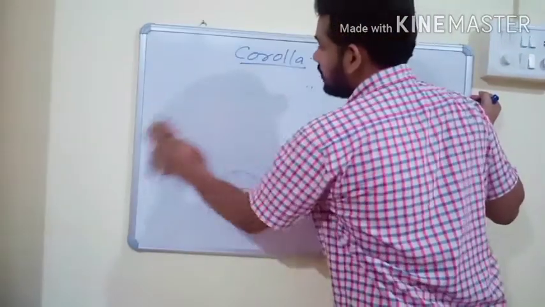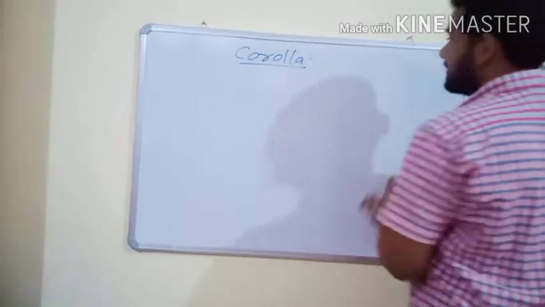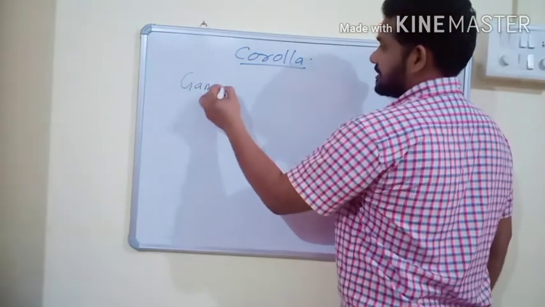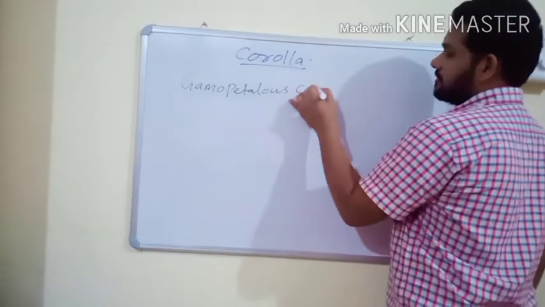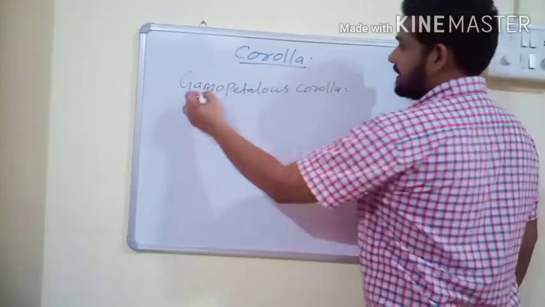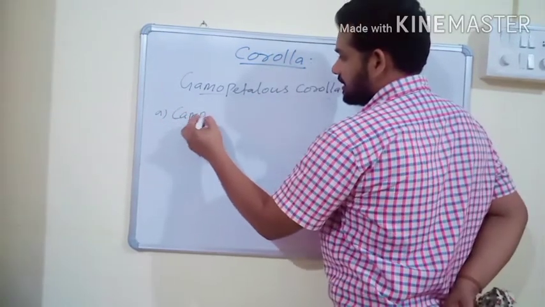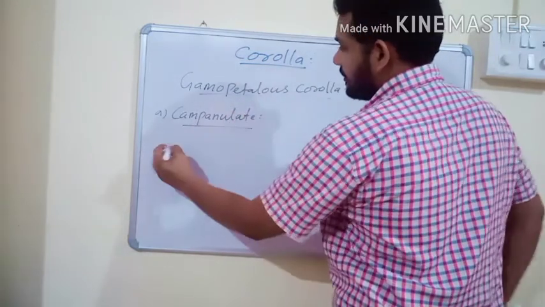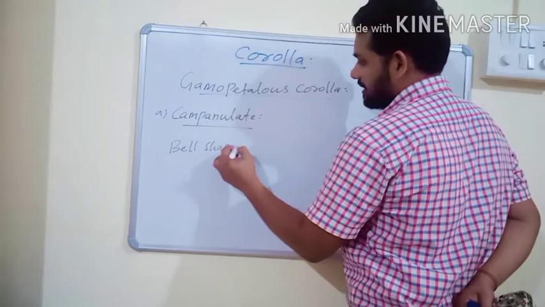And next, gamopetalous corolla. Gamopetalous corolla means in this type all the petals are fused. And gamopetalous corolla also has different shapes. It has different types of shape. The first one is campanulate. In campanulate, all the fused petals appear bell shaped.